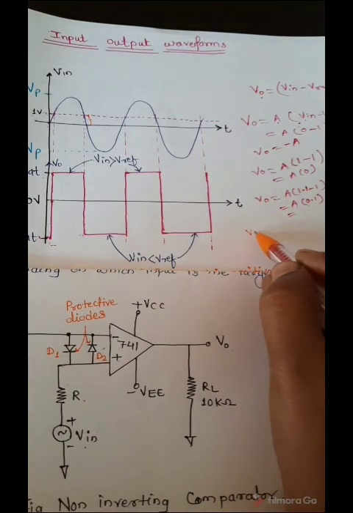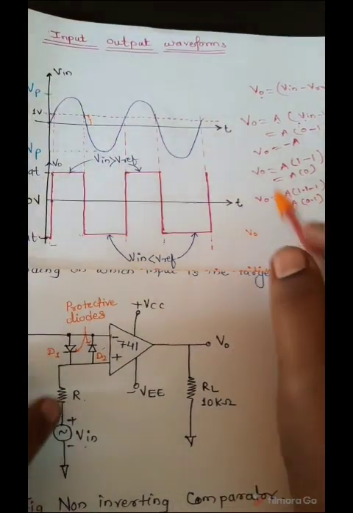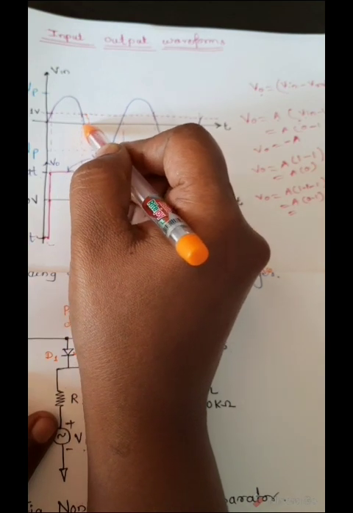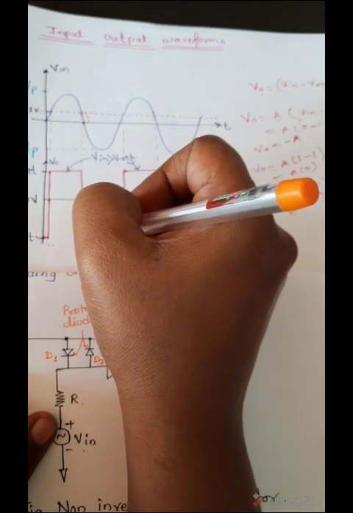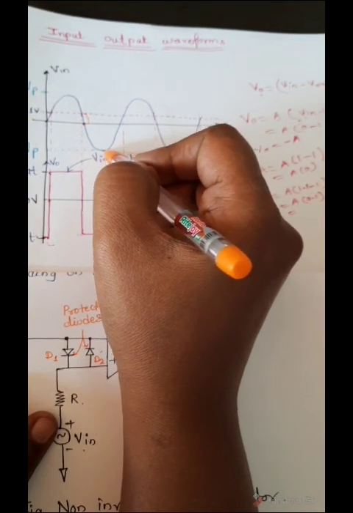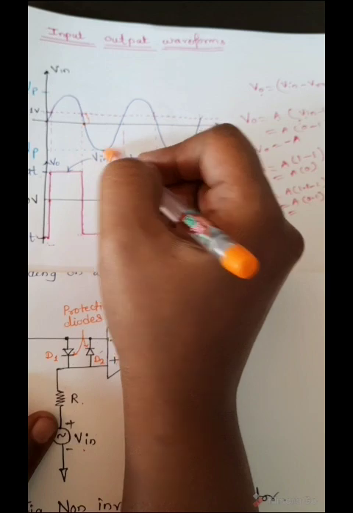We'll take one example. Up to this point, up to this 0, V in is positive but it is still less than V reference, so output is at negative. After that we consider this point because it is having the larger value, but negative larger value.